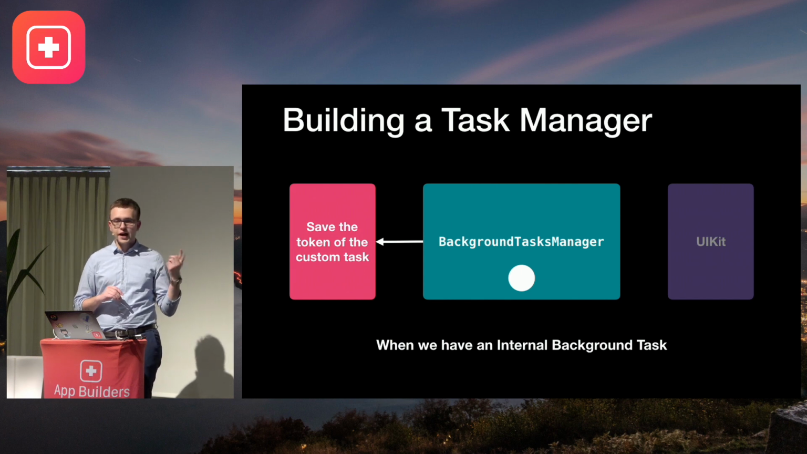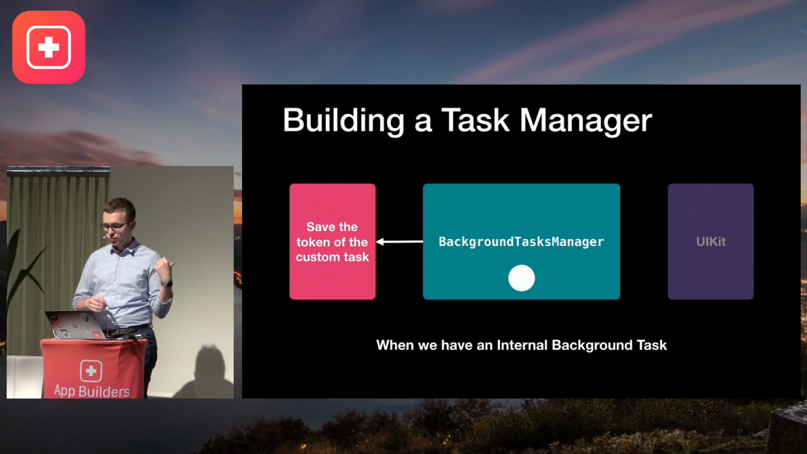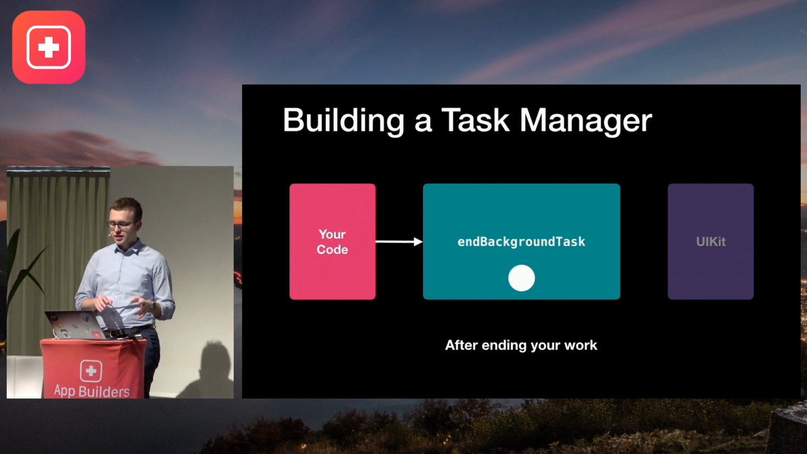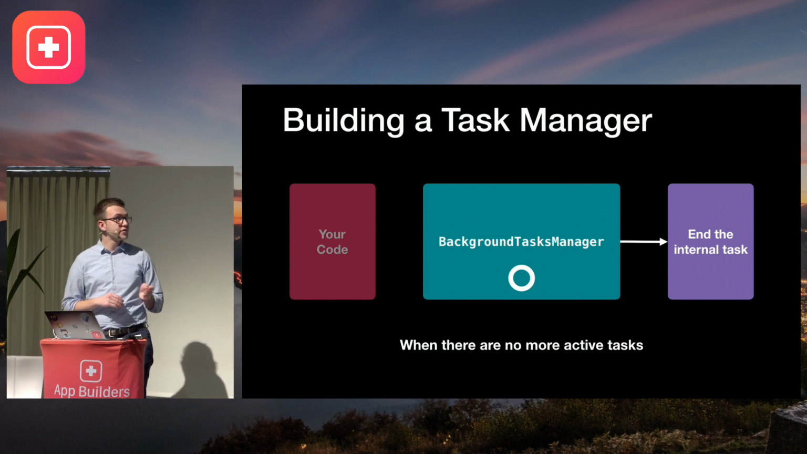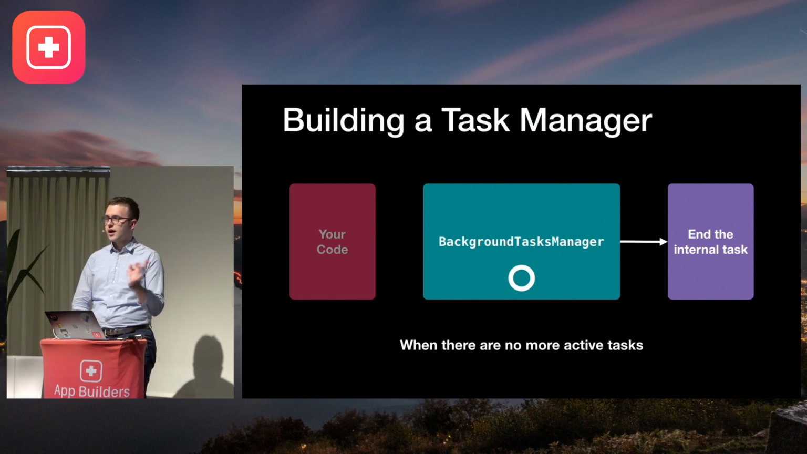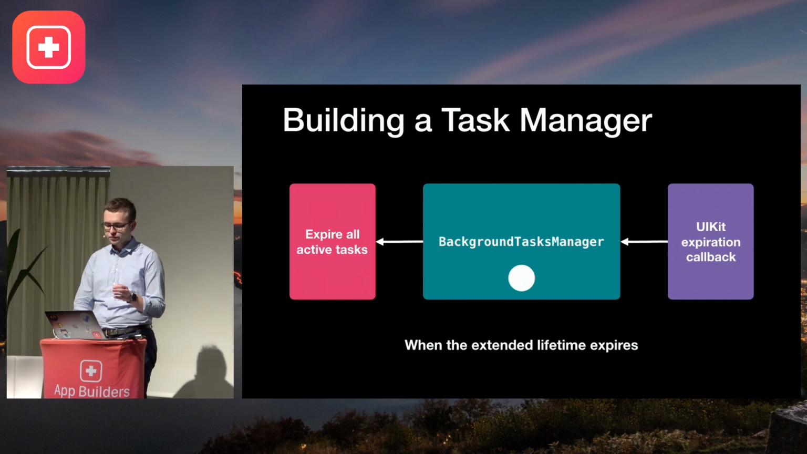If the manager already has an internal task, or after we create it with UIKit like we saw just now, the manager will store the expiration handler from your code and return a token for you to cancel the task. When your code is finished, it notifies the manager by calling end background task and passing the token. If after calling this method there are no more active tasks in the manager, we can safely tell UIKit that we are done with all the work and that it should end the internal real task.